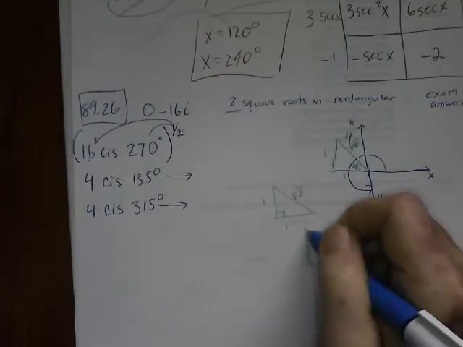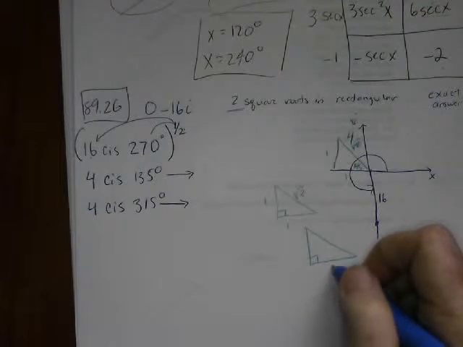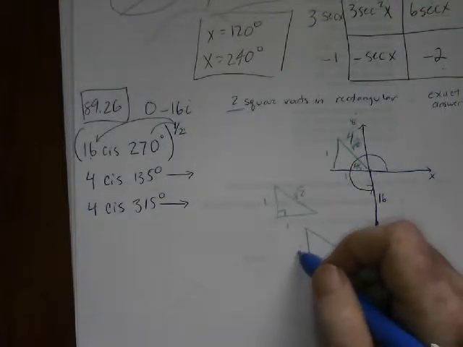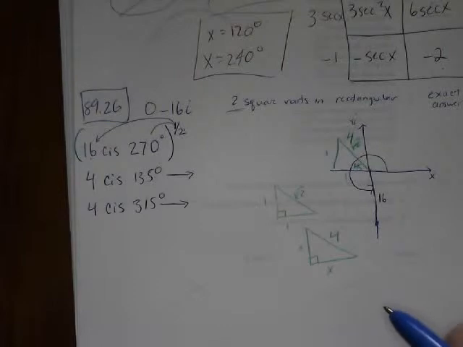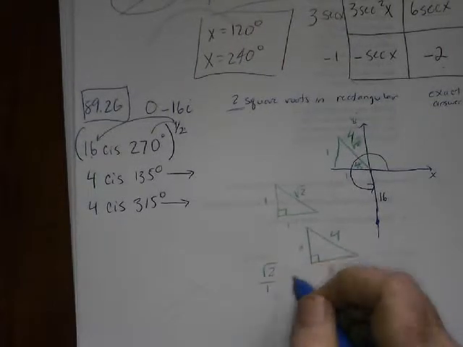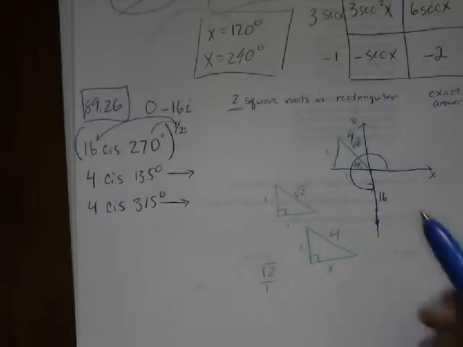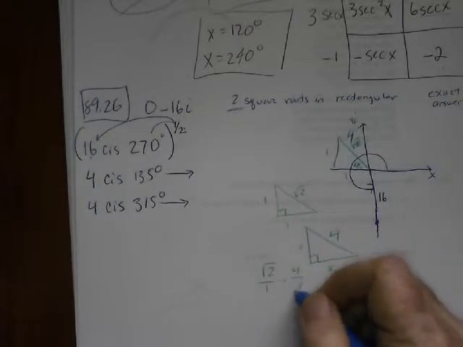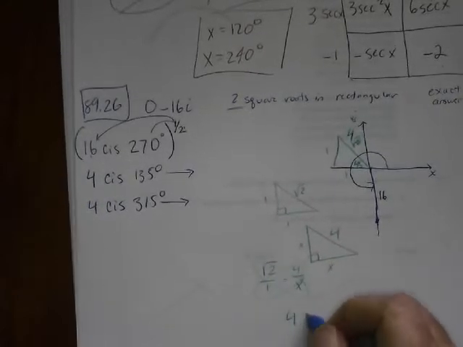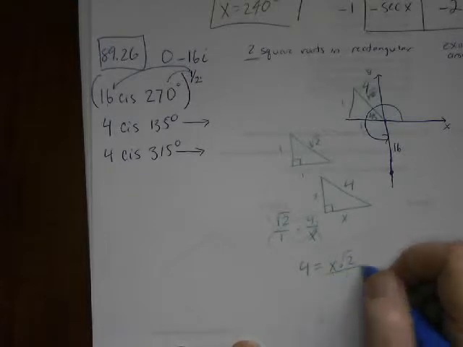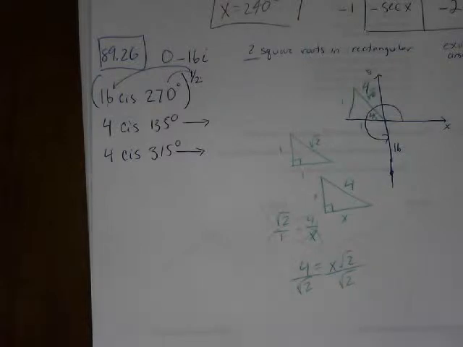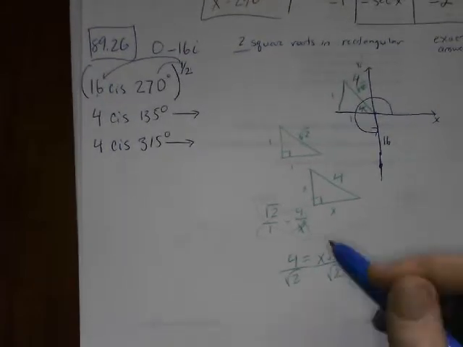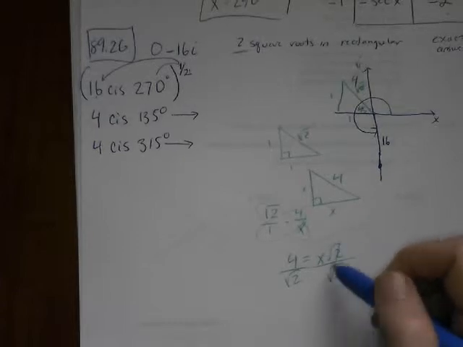I'm going to do similar triangles here. That's 4. So I can go root 2 is to 1, hypotenuse is to side as 4 is to x. So I can go 4 equals x root 2, so x is 4 over root 2. I feel like I'm being weird right now. Well, I'm getting the right answer anyway. There's probably a much easier way to do this than what I'm doing. I had a little brain problem here.